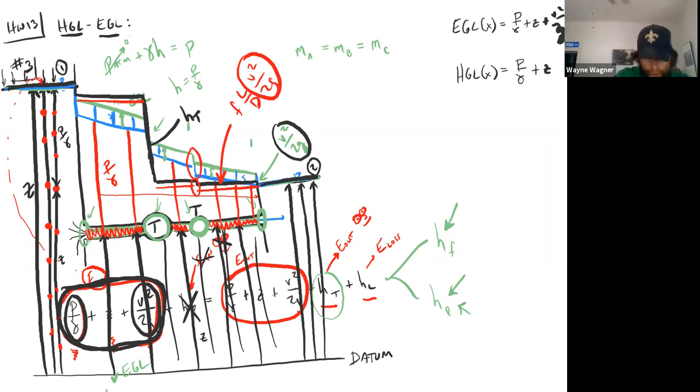So if more energy is lost here, we can't lose as much along these pipes. And the only way the pipes can really adjust is by going slower. So the pipe just slows down.